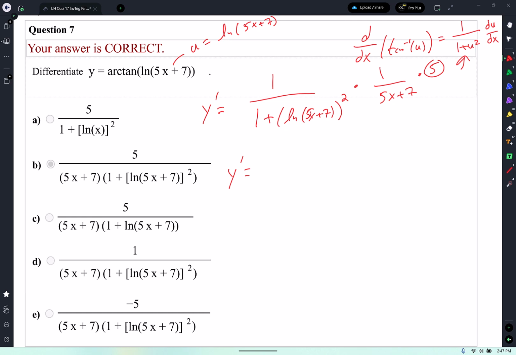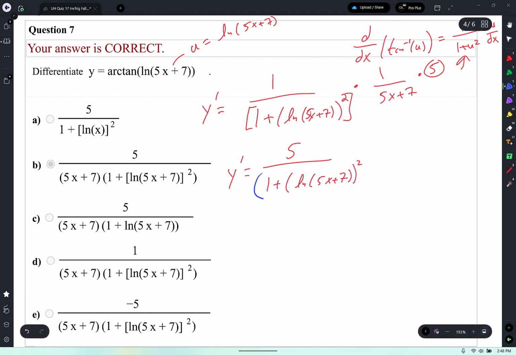So this 5 looks like it goes in the top. 5 over, and maybe put a large bracket here, or maybe change your colored pencils. I'm going to do the colored pencils. Blue: 1 plus, parenthesis again, ln, parenthesis again, 5x plus 7, close that, put a square, and then close my blue one. Bam! And I still have this guy, the 5x plus 7. Open another one, 5x plus 7, close. Done. And there it is.